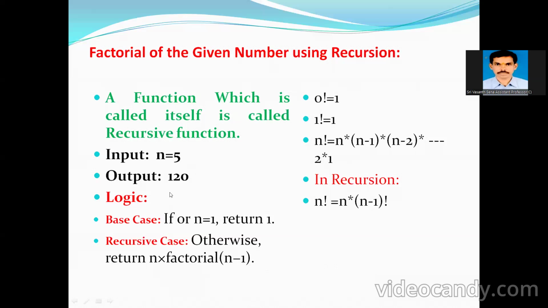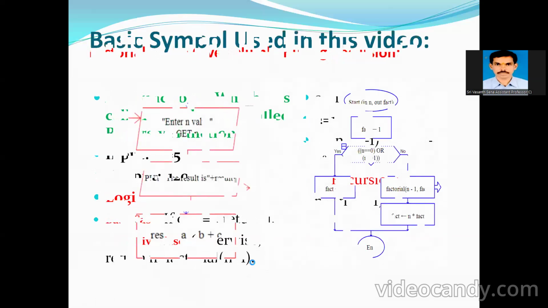So the logic behind this: the base conditions are the initial conditions. If n is equal to 0 or n is equal to 1, return 1. Otherwise, return n into factorial of (n minus 1). So I am calling the same function by changing the parameter to n minus 1. The parameter is decremented by 1 every time.